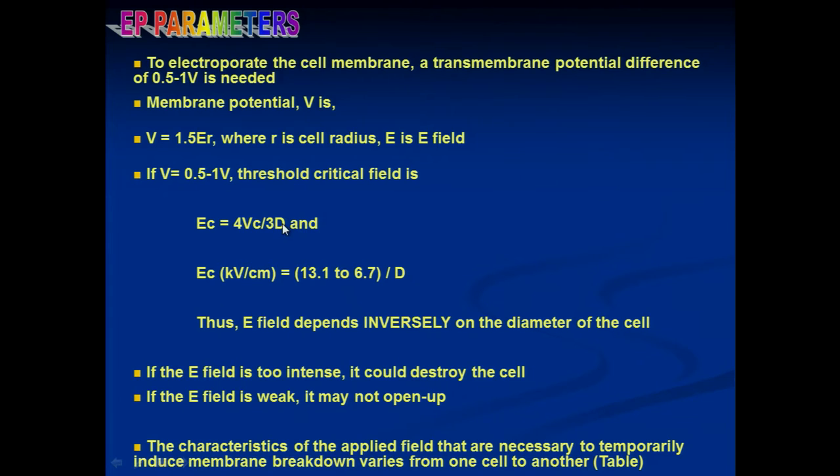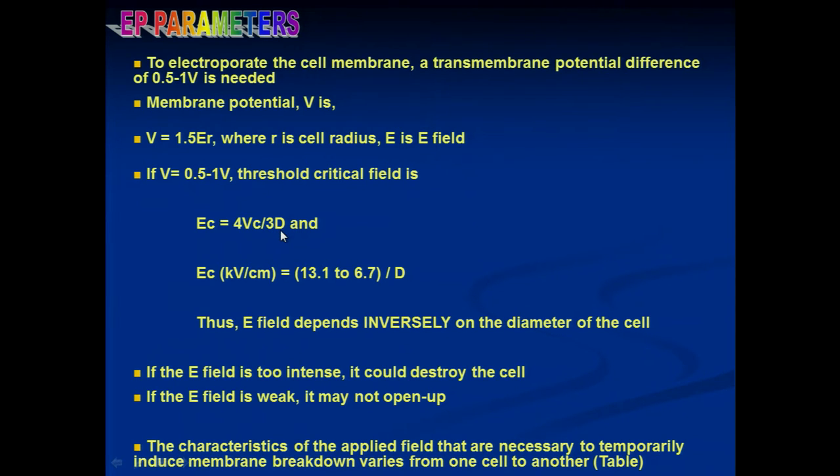Here we are using diameter, here we are using radius, so that 1.5 is 3 over 2 divided by 2, we have 3 over 4, and the 4 comes to the numerator. So this is the equation. Here, if everything else is constant, like the drug molecule, the same cell, everything, we can see that the electric field is 1 over diameter.